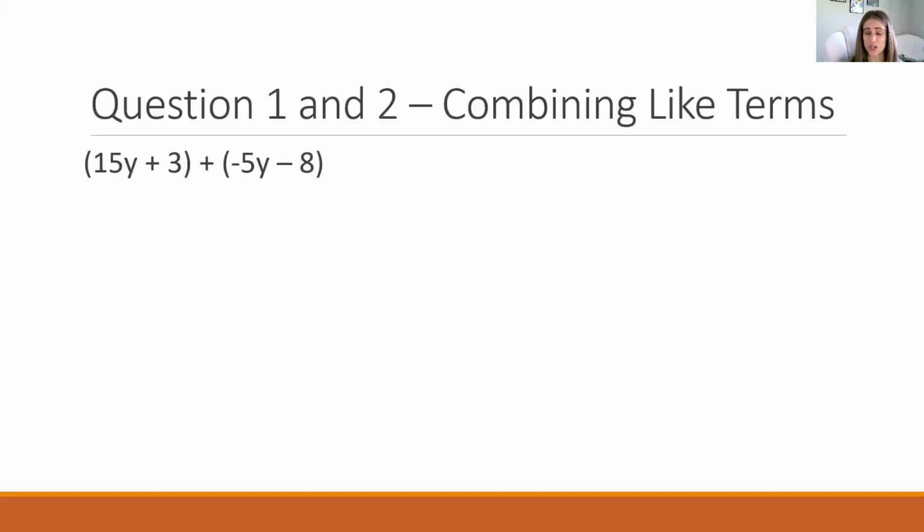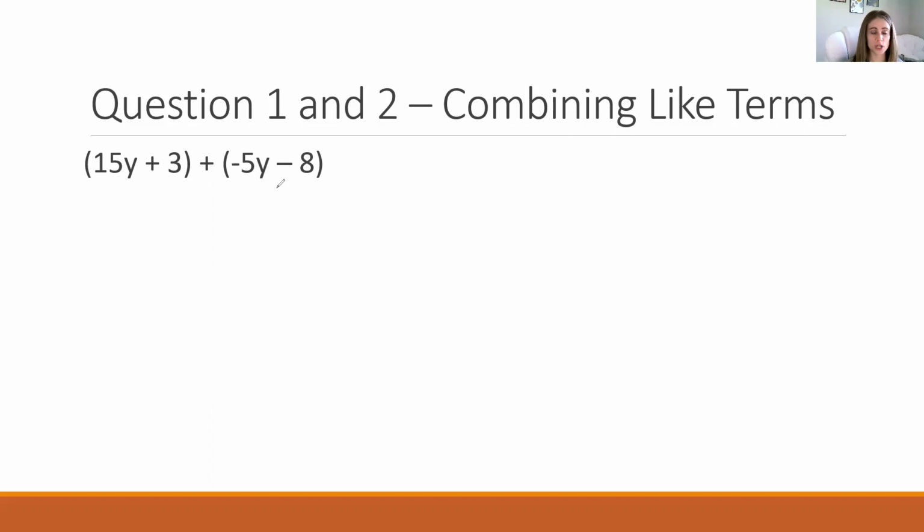All right, let's start off with questions number 1 and 2. Those are based on the concept of combining like terms. And remember, you can only combine like terms, so combine, add, or subtract, if your terms are alike. That means they either have the same variable with the same exponent, or they don't have a variable at all. The numbers are a constant.